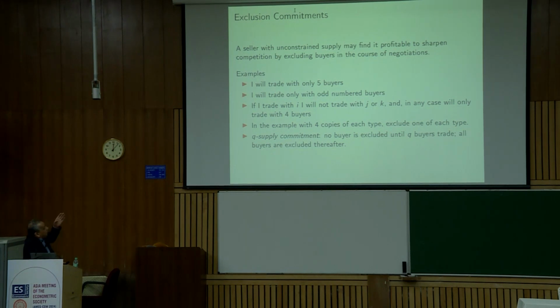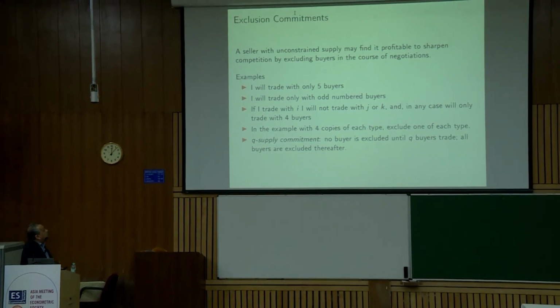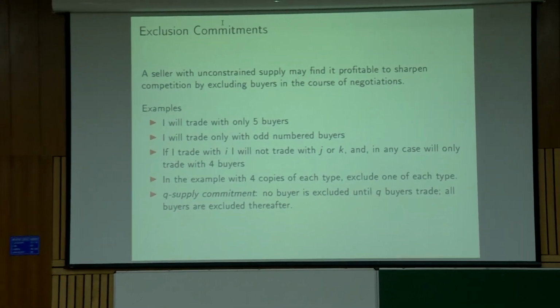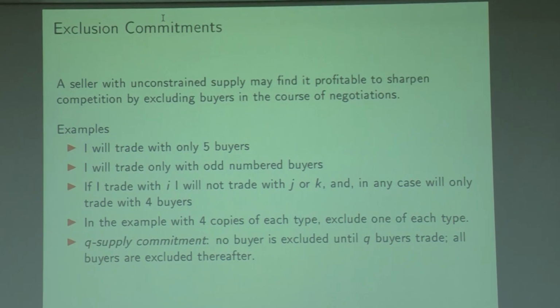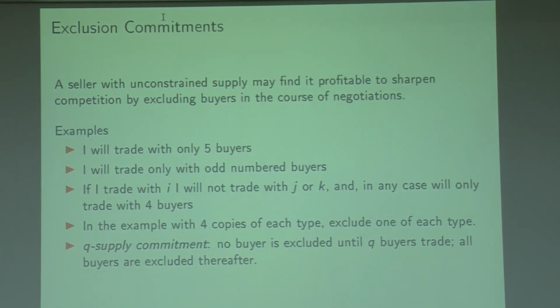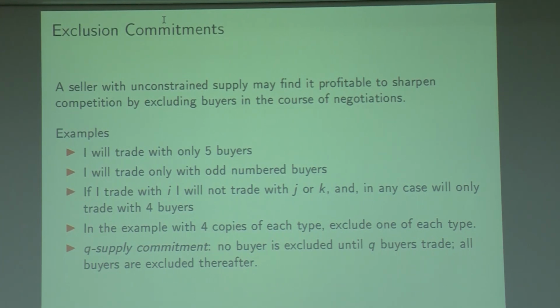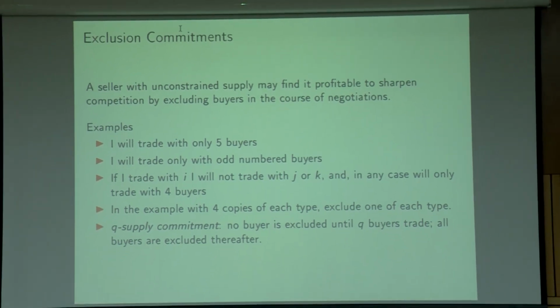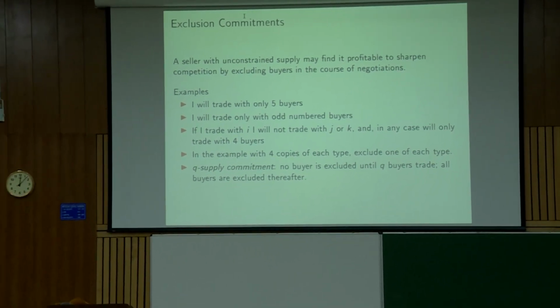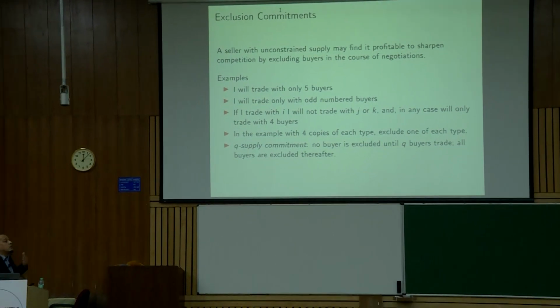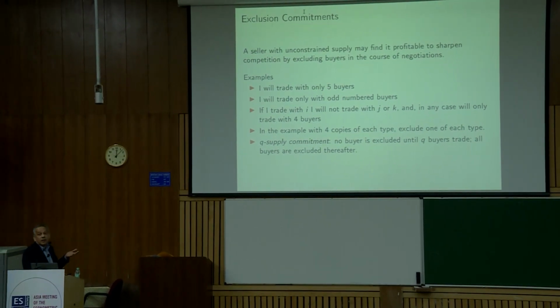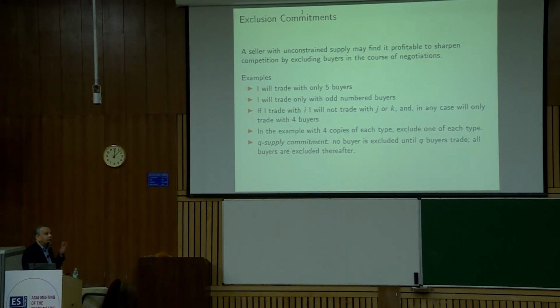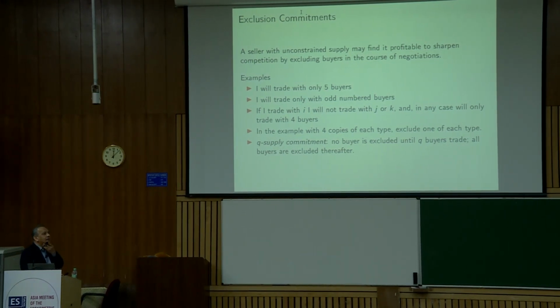So you could think of a variety of exclusion restrictions. I will trade with only 5 buyers. I will trade with only odd numbered buyers, and so on. If I trade with I, I will not trade with J or K, etc. A Q supply commitment, something we'll be talking more about, is a very simple supply commitment. It just says I will trade with at most Q buyers, without any restriction on who those Q buyers are. So that would be a relatively uncomplicated exclusion restriction. Some of the other ones are a little bit richer, more complex.